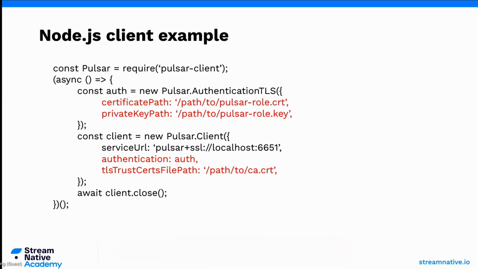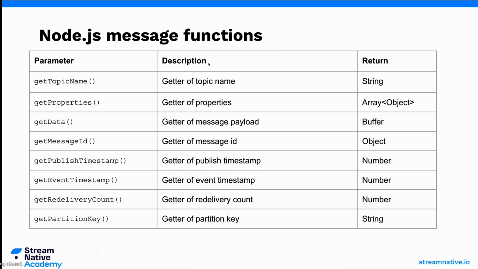Okay, so once you have the connection, the first thing is you want to produce or consume the data. We call it a message, right? So you need to understand the message data structure. A message in Node.js is an object, so you have properties and you have functions. Next we talk about the message functions, with the same parameter descriptions and what each function will return.